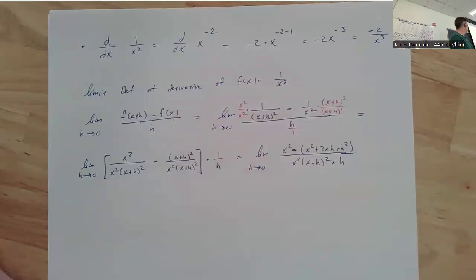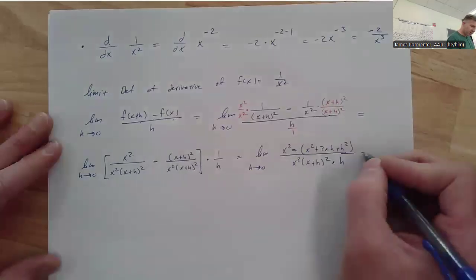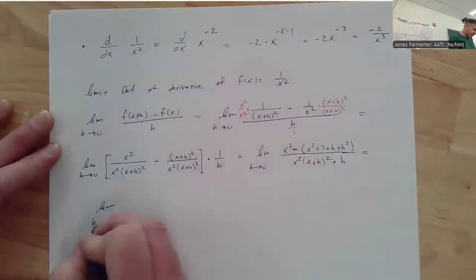Totally valid. Multiplying fractions together, you multiply top times top, bottom times bottom, and the top times 1 is still the top, and the bottom times h is what we have. All right, we're almost there. So limit as h goes to 0.